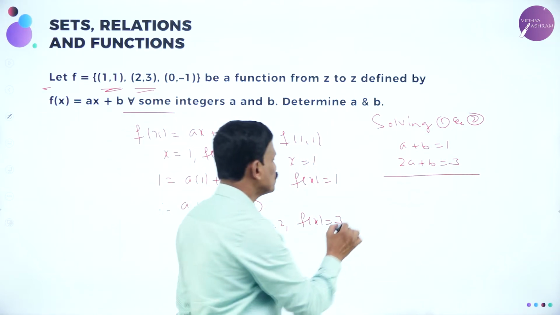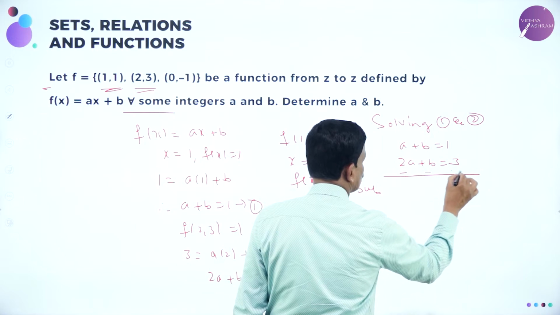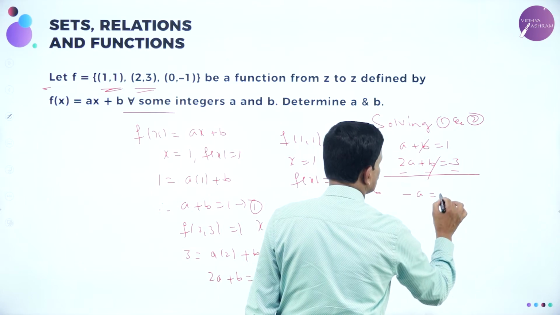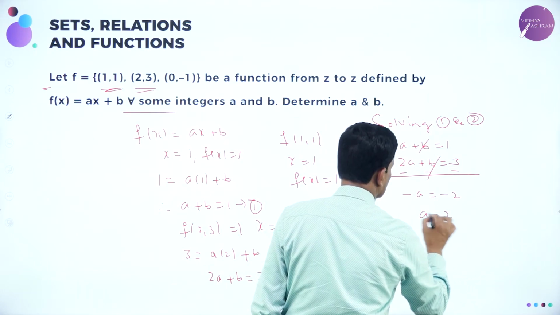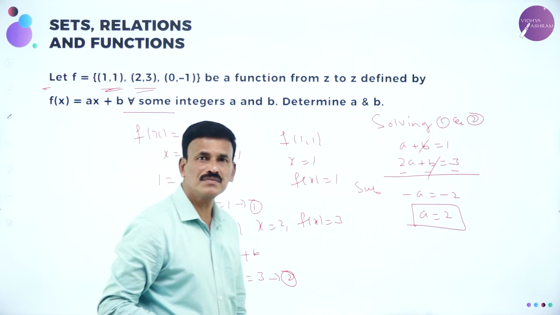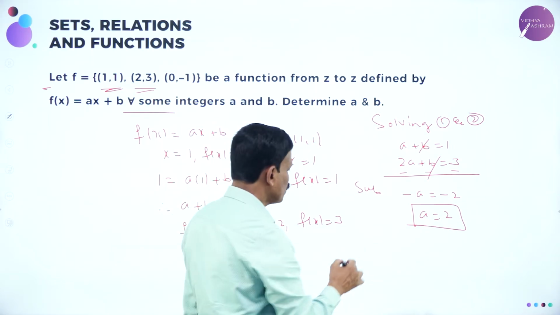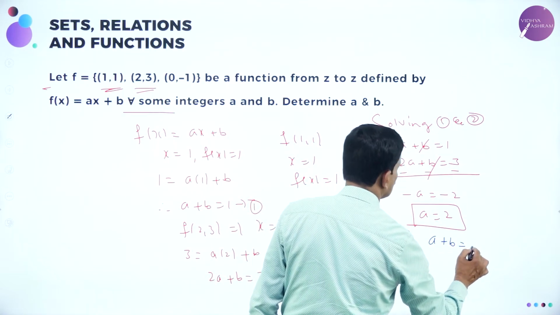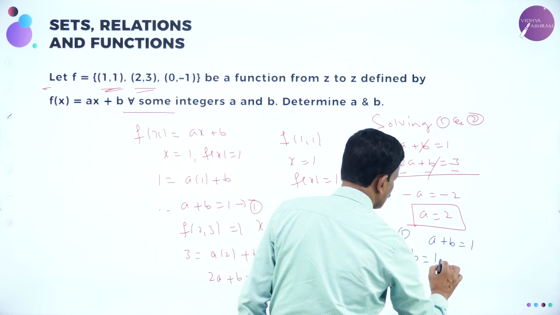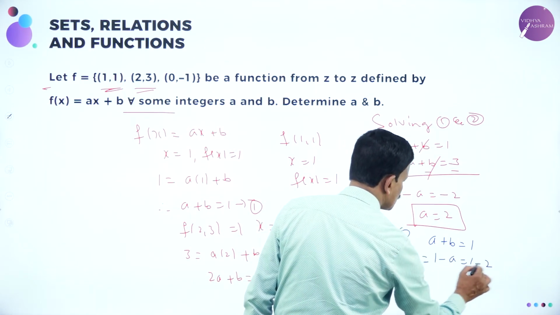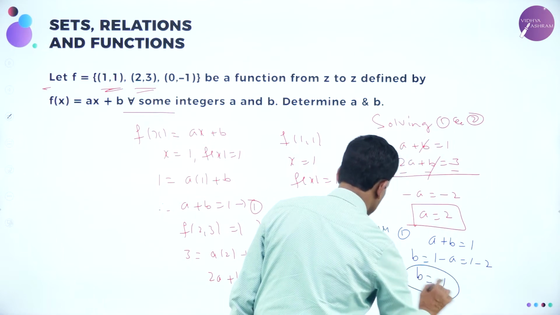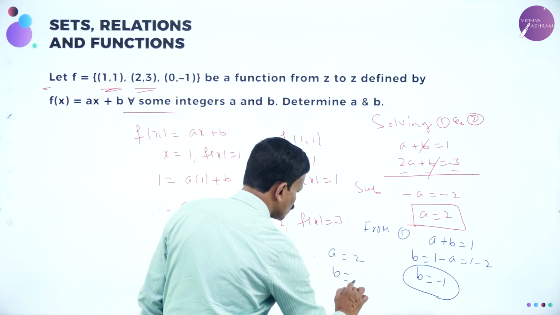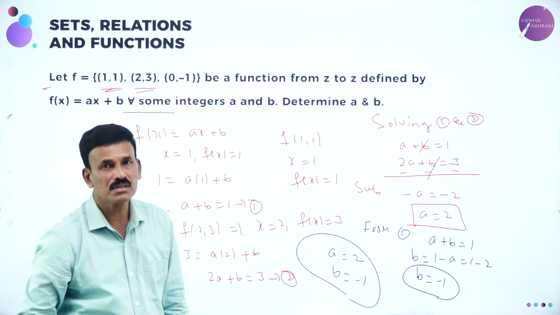Now subtract these two. If you subtract, minus b plus b gets cancelled. a minus 2a is minus a. 1 minus 3 is minus 2. Minus and minus gets cancelled. a is equal to 2. The value of a is 2. So therefore a is equal to 2. From any one of these two equations, let us take 1. From 1, a plus b is equal to 1. What is b? b is equal to 1 minus a. 1 minus a is minus 1. So b is equal to minus 1. So therefore the values of a and b are a is equal to 2 and b is equal to minus 1.